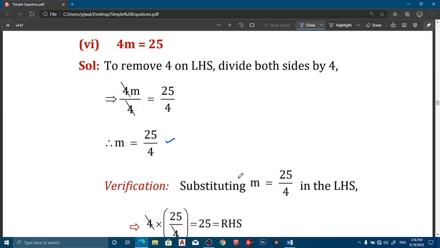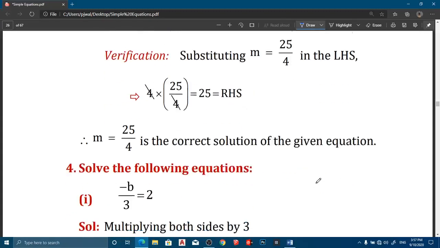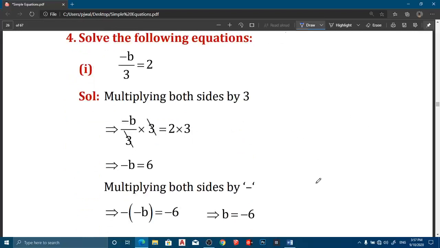To verify this, you have to substitute this m is equal to 25 by 4 wherever m is there in the equation. So substitute this here in the place of m. The 4 gets cancelled. You will get 25 as your answer, which is equivalent to the RHS. Therefore, m is equal to 25 by 4 is the correct solution of the given equation. Next, solve the following equation.